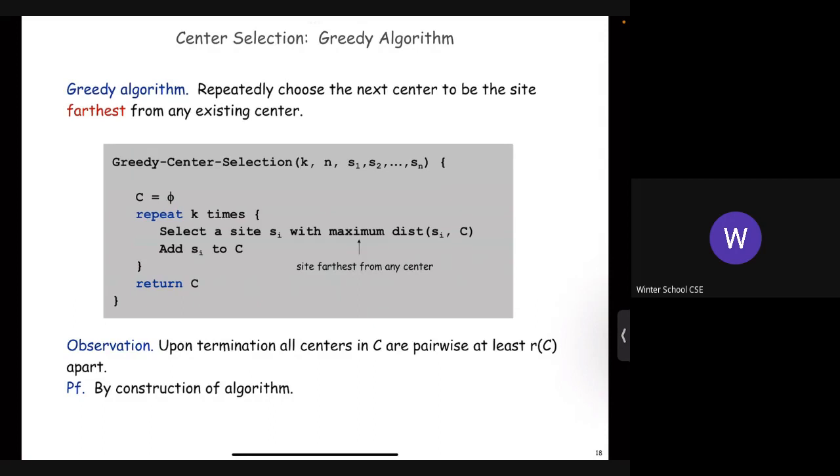Upon termination, all centers in C are pairwise at least RC apart. Why? So what I'm saying to you is, at the end, suppose I have selected centers here, here, here, here. Each of these centers is actually quite far from each other. Why?